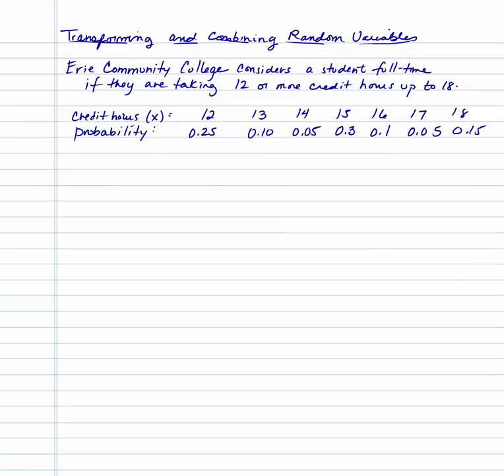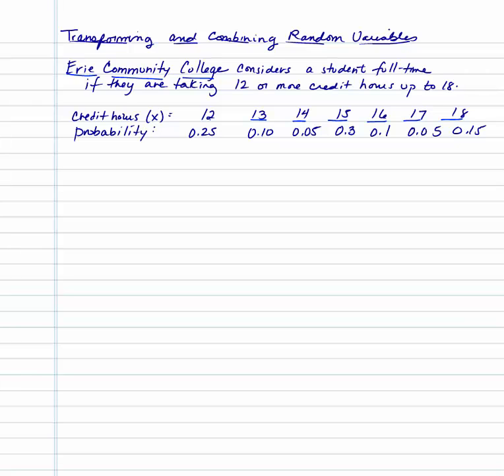Okay, so this is going to be kind of a review from Chapter 2 as well. When we're talking about a table, I wanted to make one that was given to you. Erie Community College considers a student full-time if they're taking 12 or more credit hours up to 18 credit hours. So I made a little chart with 12 credit hours, 13, 14, 15, 16, 17, 18 credit hours, and the probability that a student lands in there as calculated from the Erie Community College data.